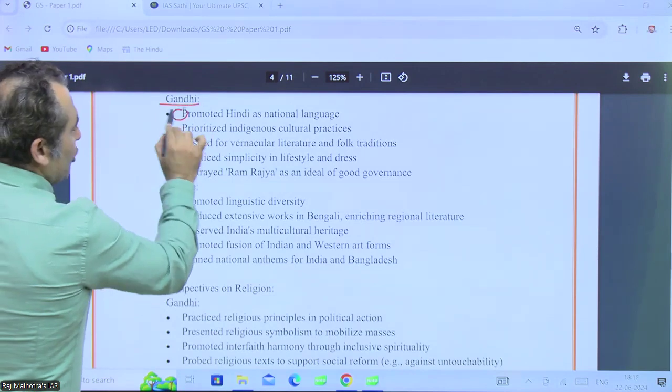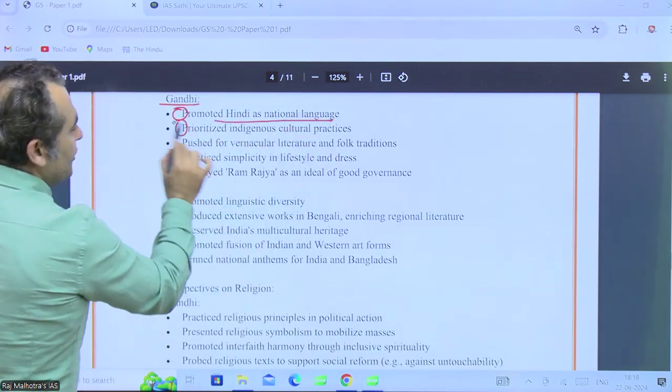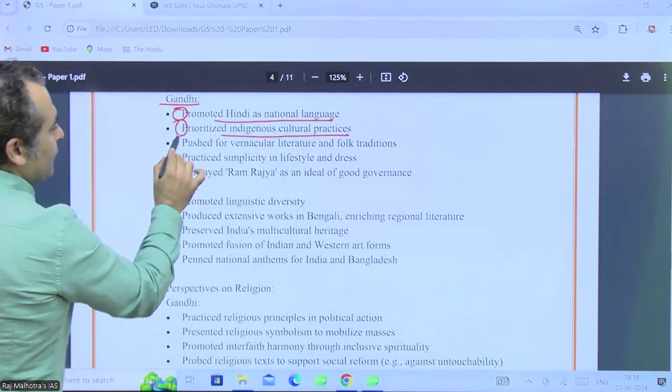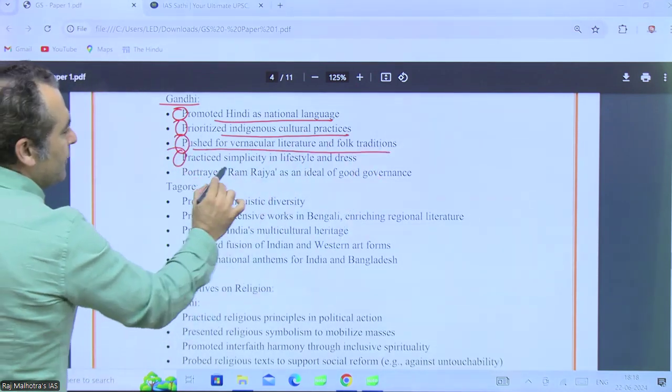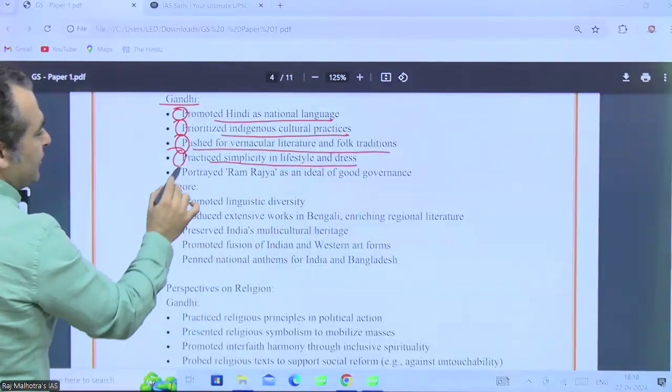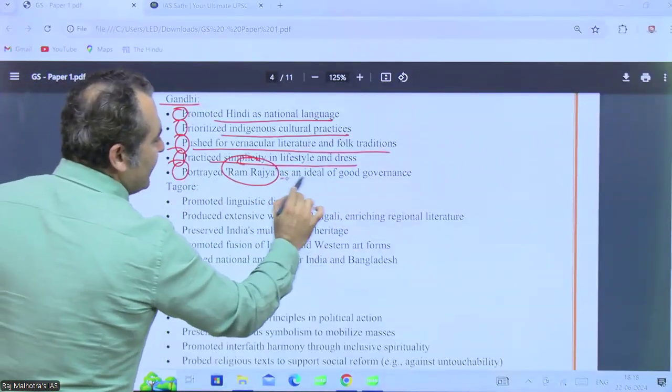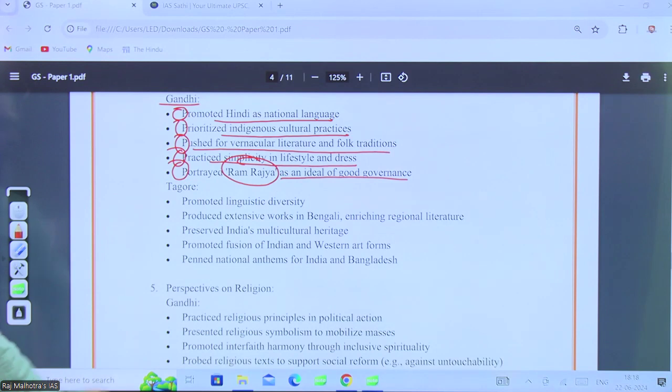Gandhi promoted Hindi as national language, prioritized indigenous cultural practices, pushed for vernacular literature and folk traditions, practiced simplicity in lifestyle and dress, portrayed Ram Rajya as an ideal government, good governance.